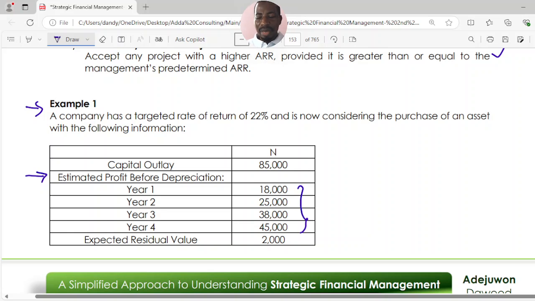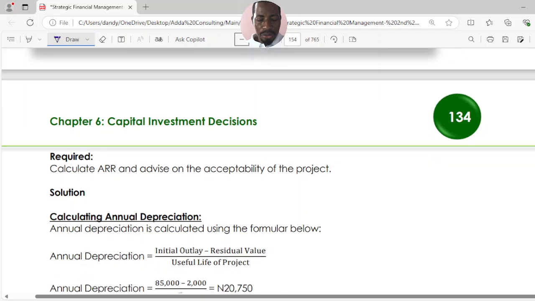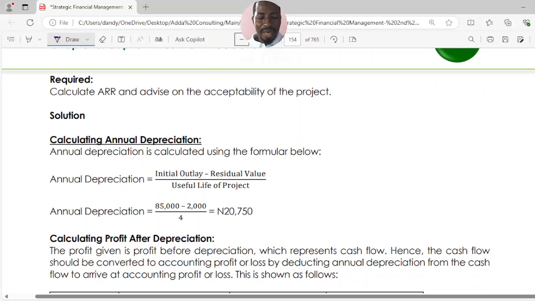All right. Remember, profit after depreciation is accounting profit. Profit before depreciation is cash flow. So in that case, since I want to calculate accounting rate of return, I have been given a cash flow. So I need to convert the cash flows to accounting profit or loss. So the first working that I will do is to calculate my annual depreciation, okay?